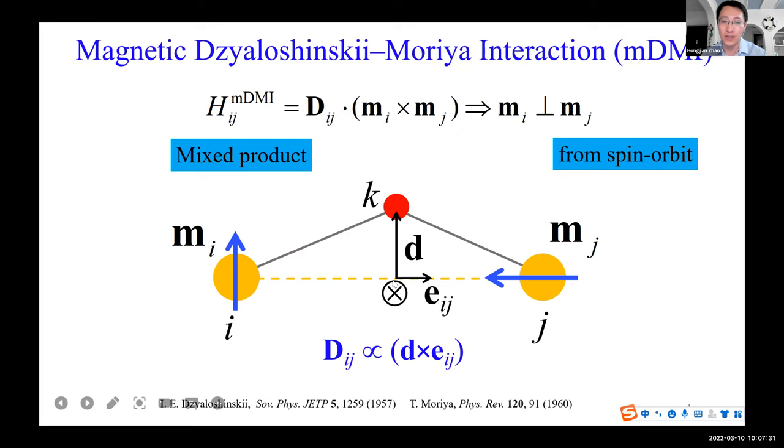When K is located on the ij line, then there is no magnetic DMI at all. Once K is displaced off the ij line by, for example, d, there will be a finite magnetic DMI. The DMI is proportional to d cross eij, where eij is a unit vector pointing from i to j. For example, in this case, the d vector is perpendicular to the screen. Here we will see the larger the displacement d, the larger the DMI vector D. Then because of the mixed product coupling, typically Mi and Mj should be perpendicular to each other to reduce the energy.